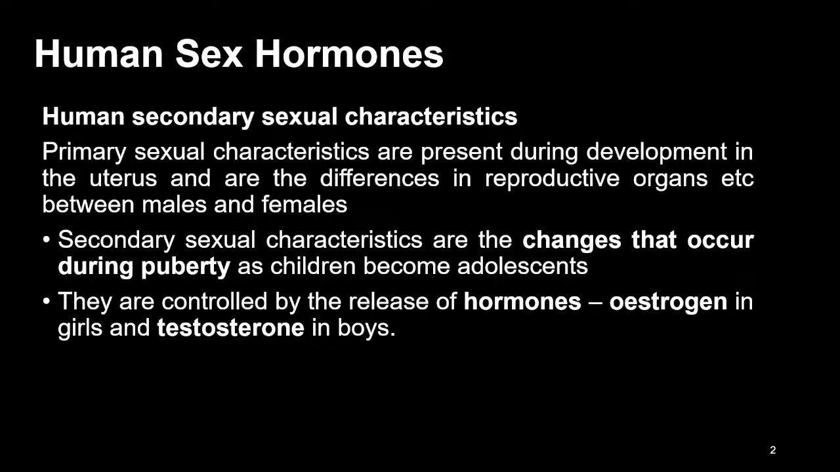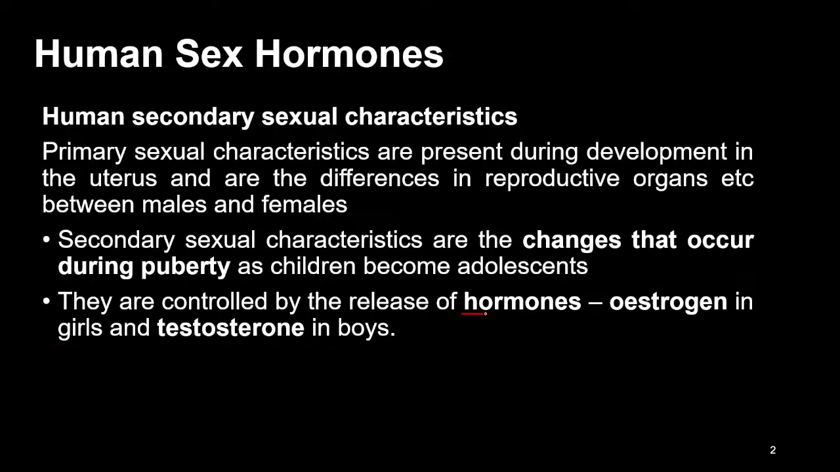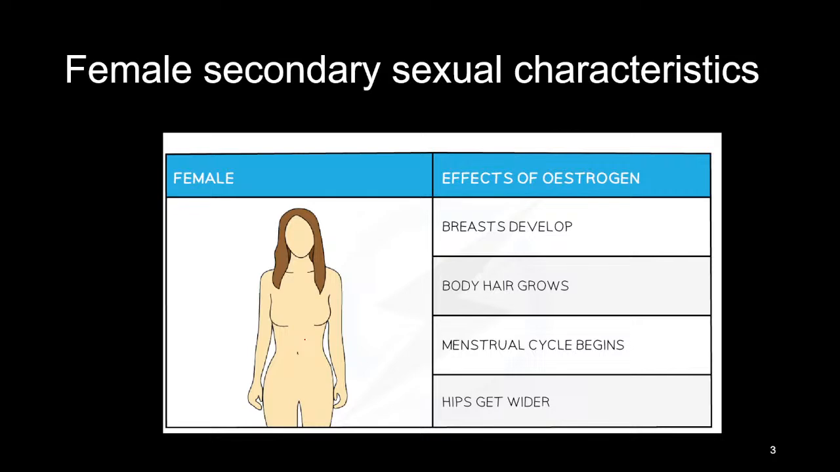But secondary sexual characteristics are the changes that occur during puberty as children become adolescents. They are controlled by the release of something called hormones, estrogen in girls and testosterone in boys. So release of hormones, estrogen, and testosterone. Okay. So female secondary sexual characteristics include development of breast, body hair grows, also called pubic hair, menstrual cycle begins, which we'll look at, and hips get wider.